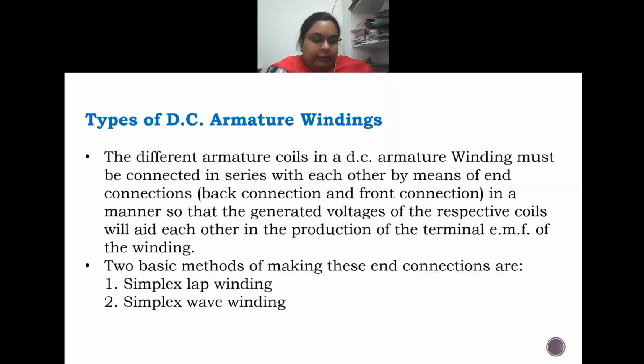So that is the full pitch winding and fractional pitch winding. Next topic which we are going to discuss is types of DC armature windings. From the construction and everything, we have been saying that there are different types of armature windings. So now we are going to see what are those different types of armature windings and what is the nature of these armature windings.